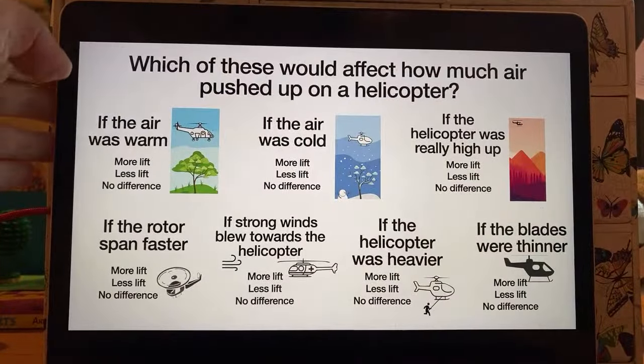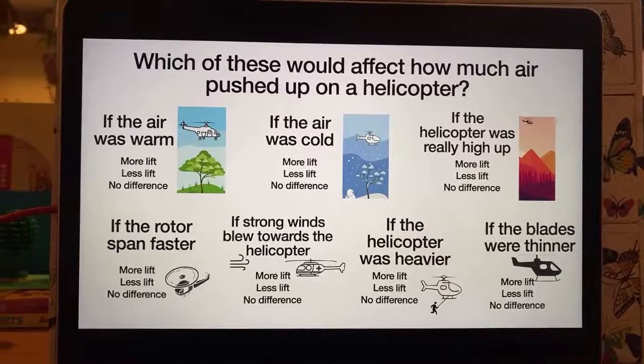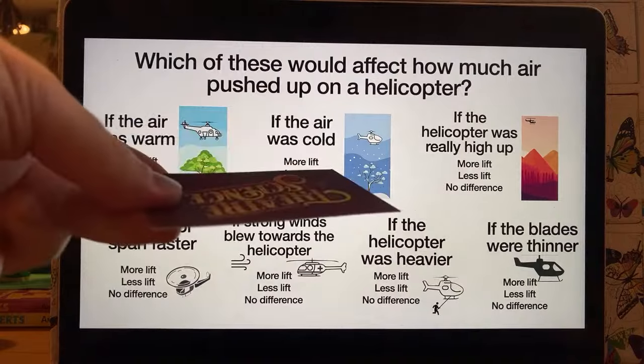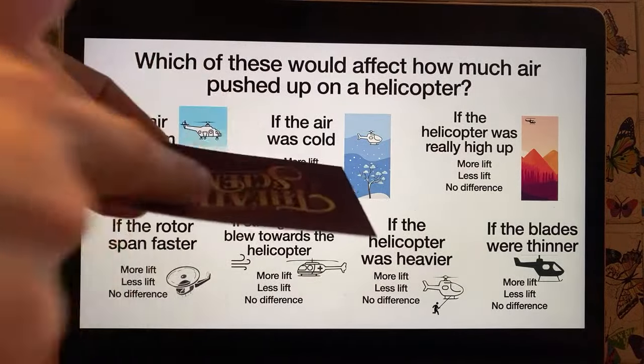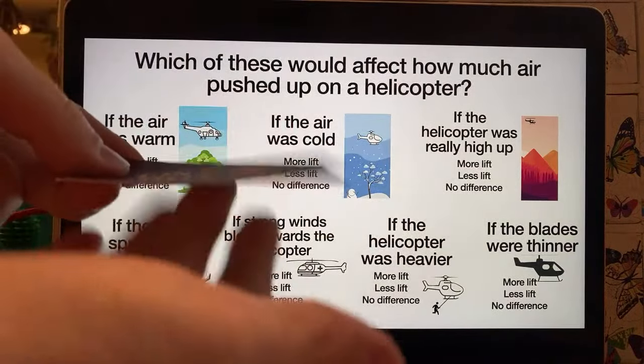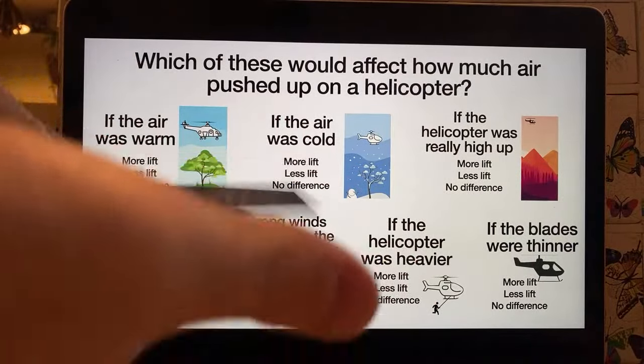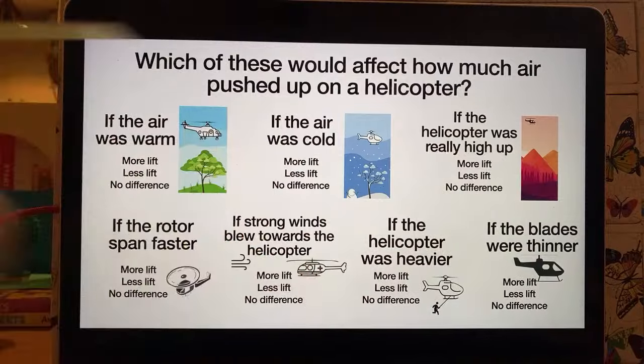Here we go. So the question is, which of these would affect how much air pushed up on the helicopter, right? So imagine you've got a helicopter's wing, business card here, for demo, you've got air underneath the helicopter's wing, and it's that air that pushes up on the wing, not the rotor, that makes it go up. So which one of these things is going to affect how much air pushed up on the helicopter?